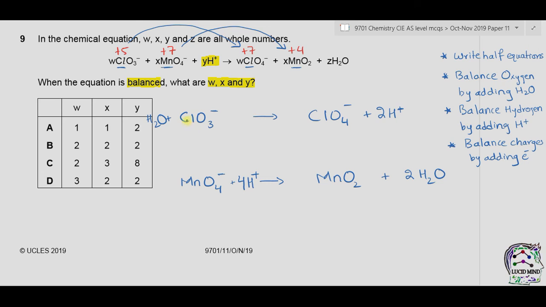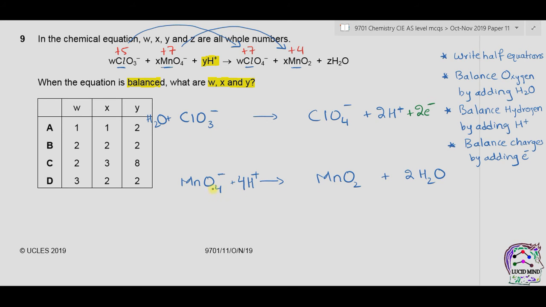Let's find out the charges. On the reactant side we have -1 charge. On the product side we have -1 and +2 charges for 2 H plus. So the overall charge is +1. Now in order to balance -1 and +1, we have to add 2 electrons on this side. Now the charges are balanced.